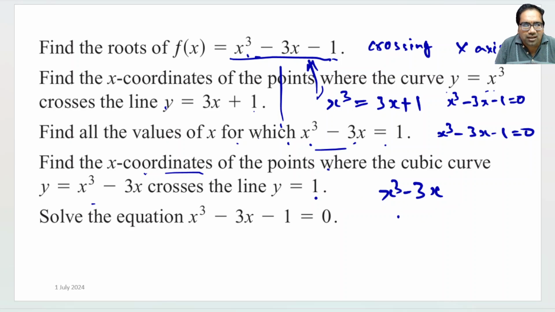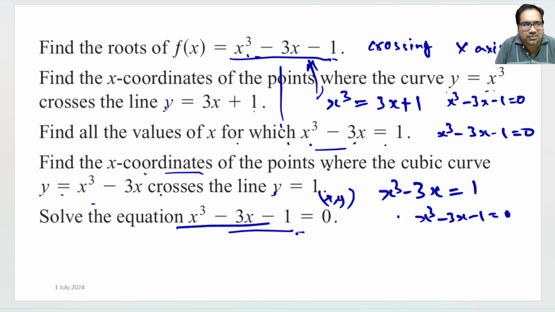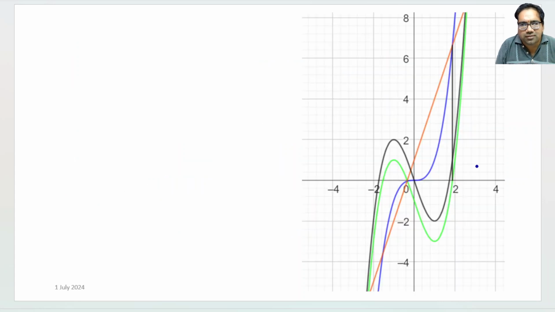What does that mean? At that point, for some particular point x, y, x cube minus 3x should be equal to 1. Because y should be the same, x should be the same. That means again x cube minus 3x minus 1 should be equal to 0. Solve the equation of this. This is nothing but finding roots of this equation. Okay, if you have to see all of this graphically. Okay, so this blue line, this is x cube.